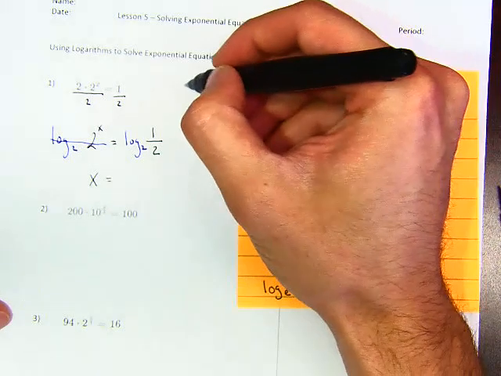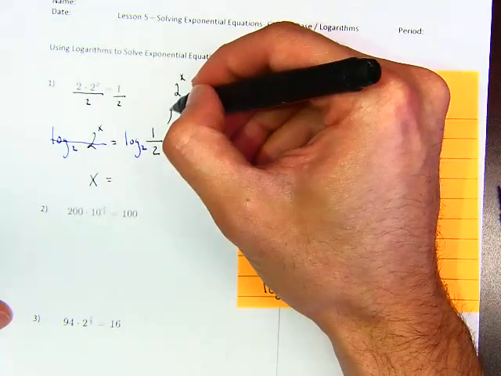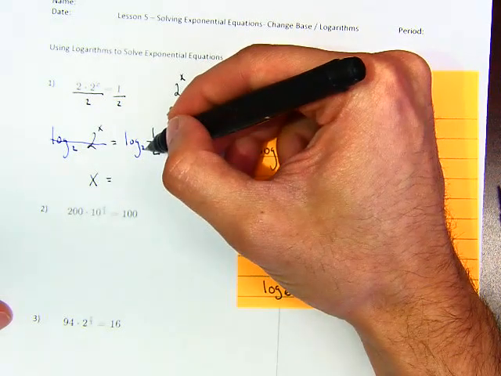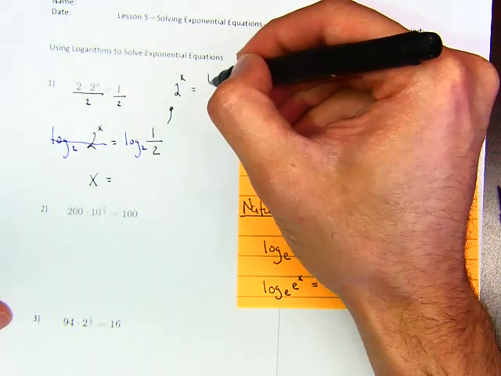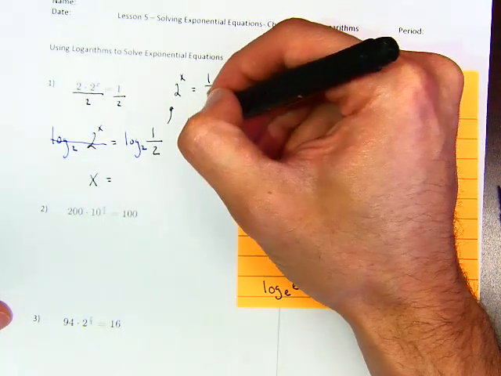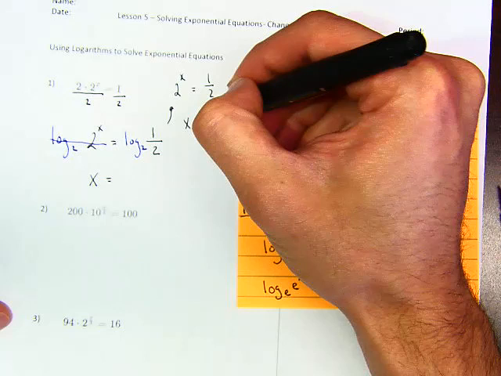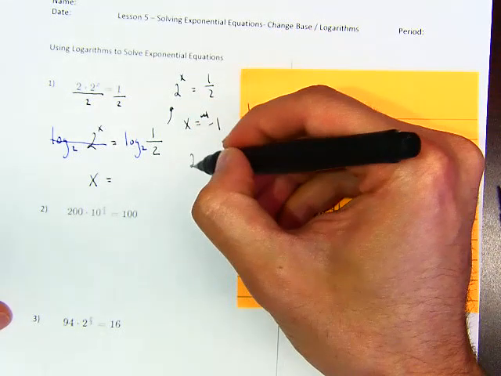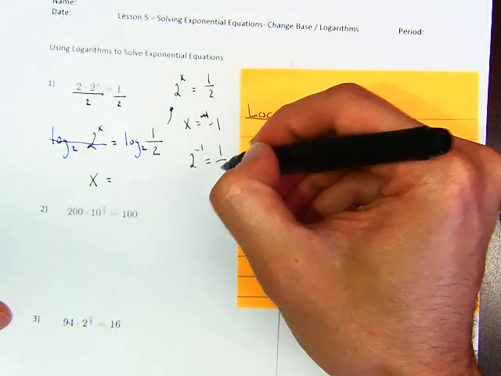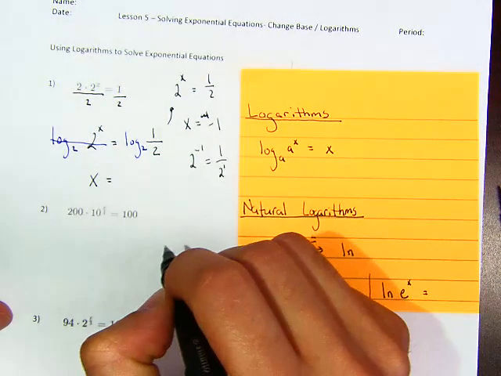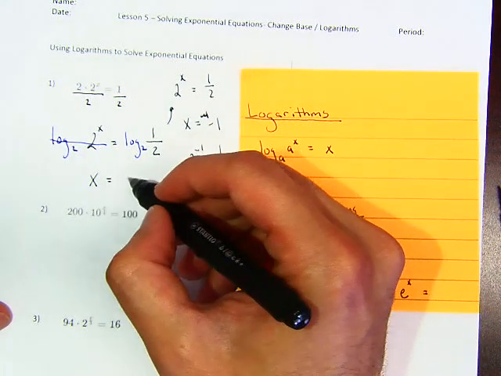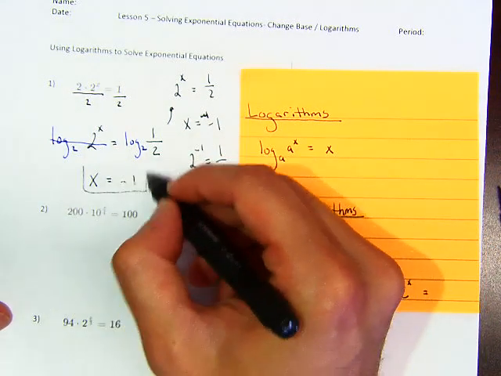Now, how would you solve this? How do you translate this? 2 to what power is 1/2? So here, x is equal to minus 1, because 2 to the minus 1 is equal to 1 over 2 to the 1. So here, this just becomes minus 1, and it works.